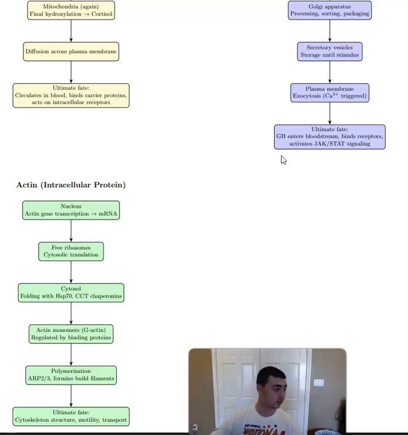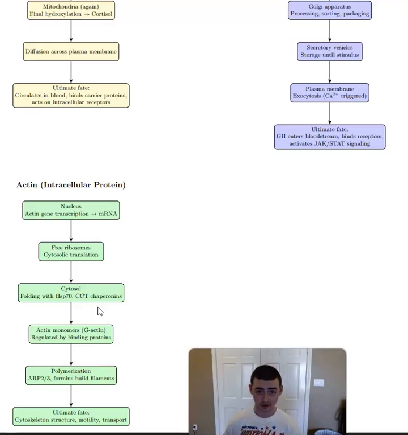Actin production begins in the nucleus, where the actin gene is transcribed into mRNA. That mRNA is translated by free ribosomes in the cytosol, because actin is not destined for secretion or membranes. As the protein emerges, it is folded with the help of chaperones like HSP70, right here, and CCT, and this produces actin monomers, or G-actin.